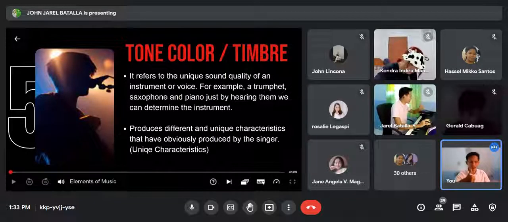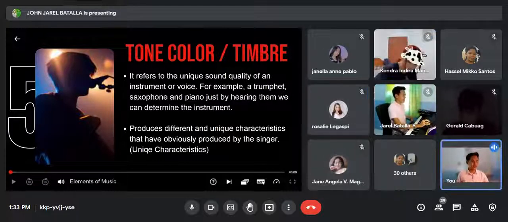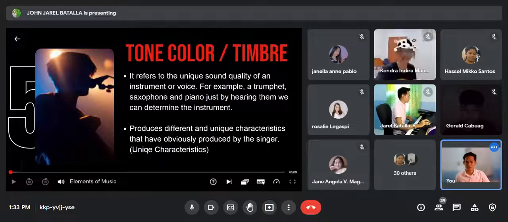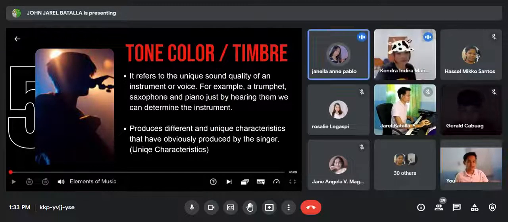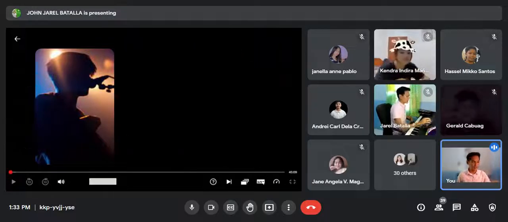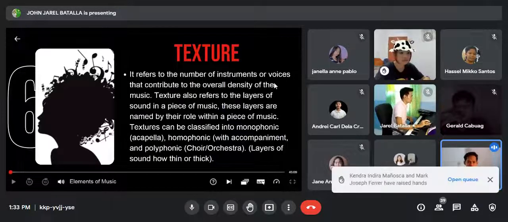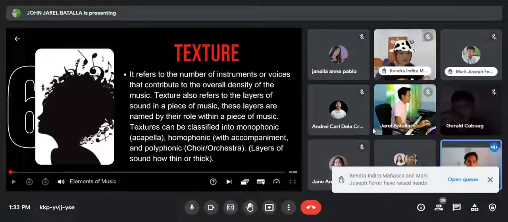Is that clear? Is tone, color clear? Yes, sir. Okay, so any question about tone, color? None, sir. Okay, very good. So now let's move on to the sixth element or the last element, the texture. Who wants to read? Okay, any hand? Mark Joseph. Okay, Mark Joseph.